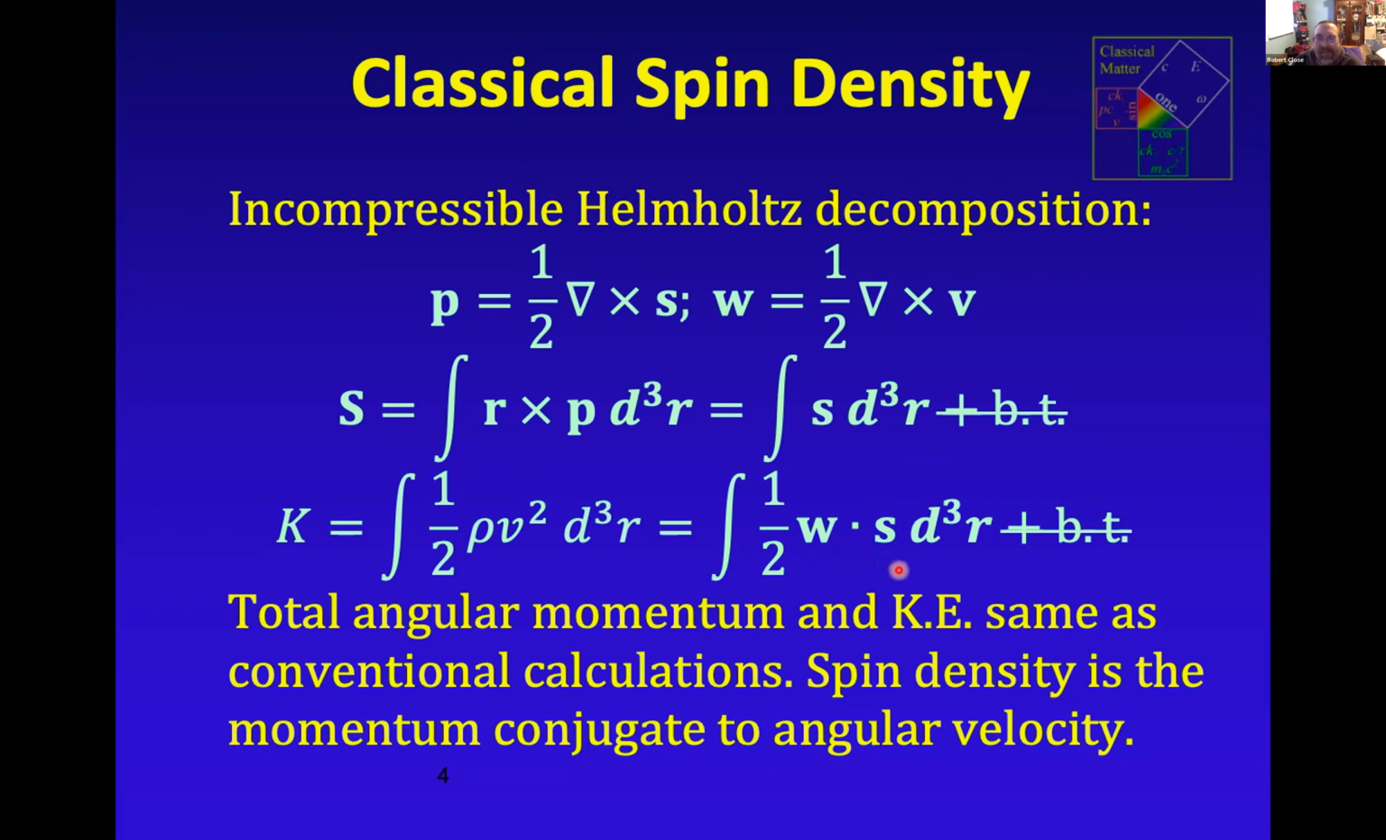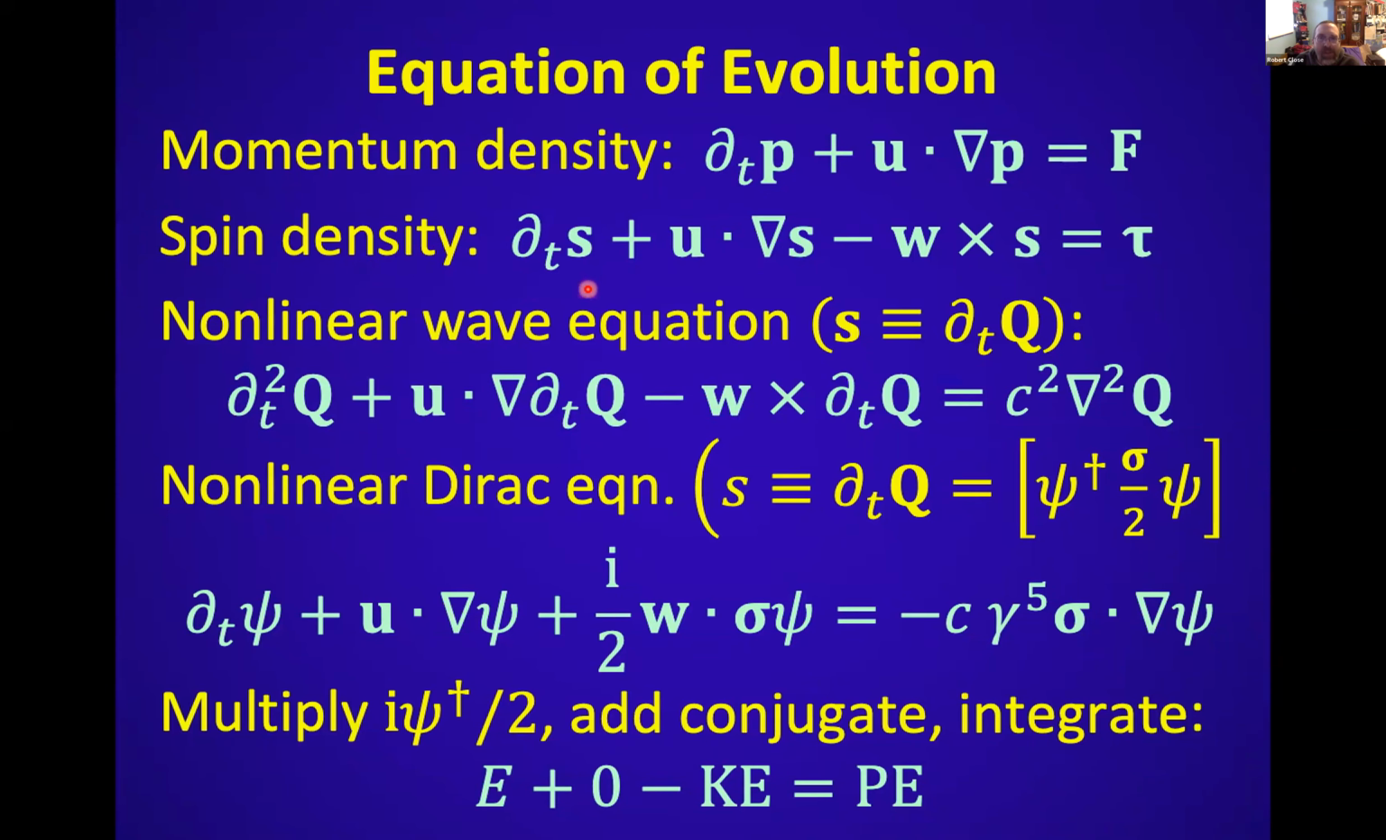By analogy with the equation for momentum density, where you have a time derivative, convection, and a force, I propose an equation for spin density, where the time derivative is due to convection, rotation, and torque. If the only changes are due to convection and rotation, then you don't need any torque. Defining spin density as a time derivative of a vector field I call Q, I come up with this nonlinear wave equation. The torque is given by the Laplacian.